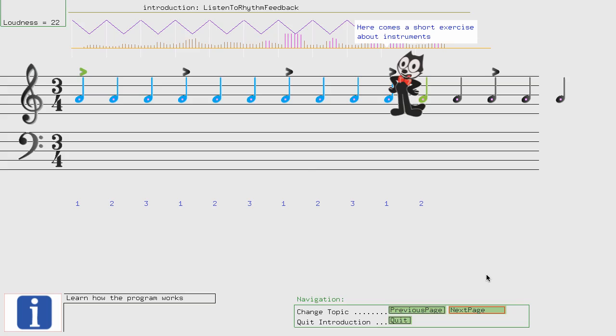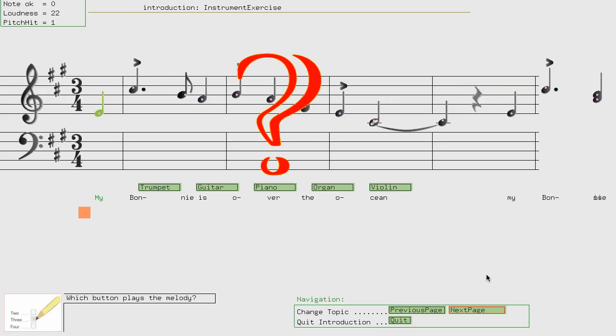Here comes a short exercise about instruments. Which instrument plays the melody of the tune? Click the right button.